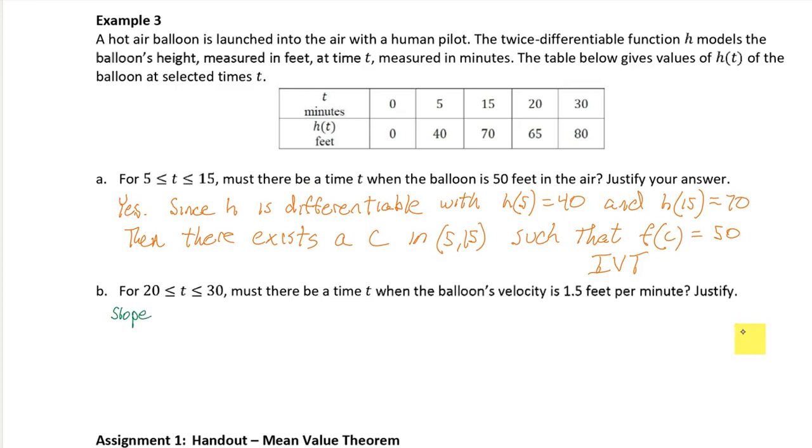So the slope in that interval, use your x1, x2, y1, y2. The slope in there is 80 minus 65 all over 30 minus 20. And if you do your math on that, that's 15 over 10, which is equal to 1.5. So this is the average velocity. That's the average velocity over the interval.